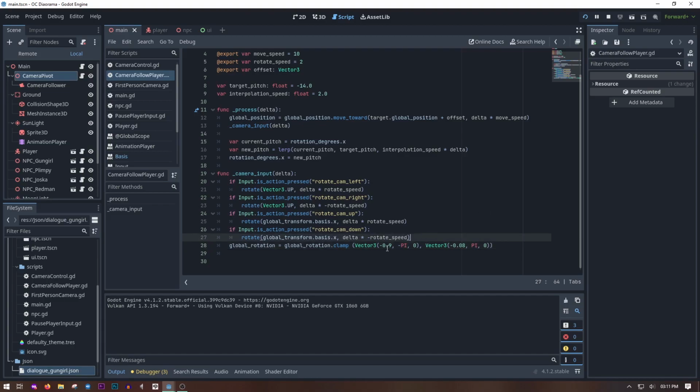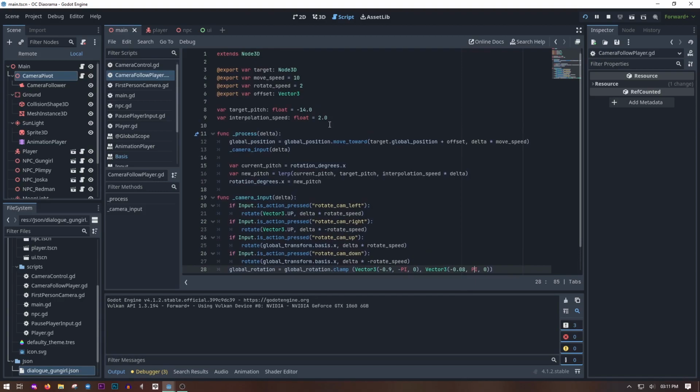So that clamp is basically just making it so that we can't push the camera up or down too far. And I define them by those numbers. So that's the camera following the player. Yes. Alright. We're doing well.